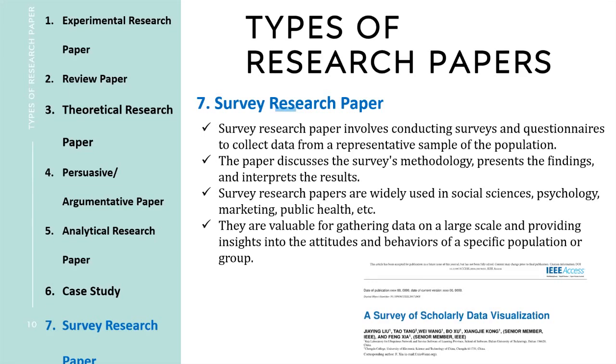So they are valuable for gathering data on a large scale and providing insight into the attitudes and behaviors of a specific population or group. Those are the types of research papers. According to your field of work, you can identify what type of research paper you are going to publish in a conference, a symposium, or a journal. The content and the format of the research paper you write is based on the guidelines of that specific journal, conference, or symposium.